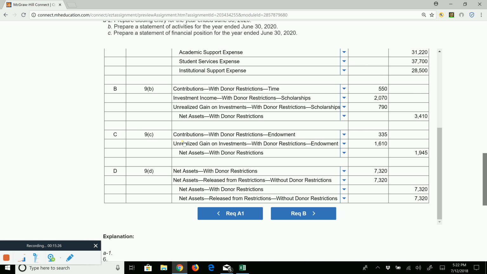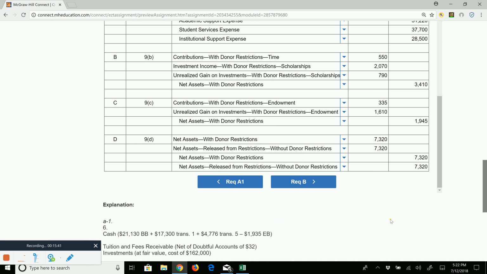And 9C, you can see we're going to close out our contributions with donor restrictions for the endowment. So this is more of the permanent restrictions. Debit them to close it out, credit net assets with donor restrictions. And last but not least, number 9D, if you recall those accounts, net assets released, without donor restrictions, that had a credit balance, so I will close it with a debit, and the credit is going to close out directly to net assets.